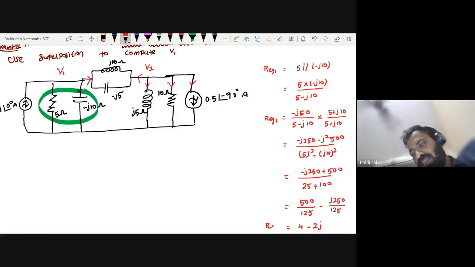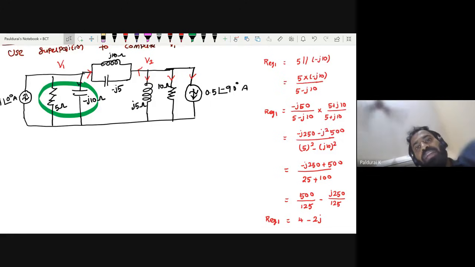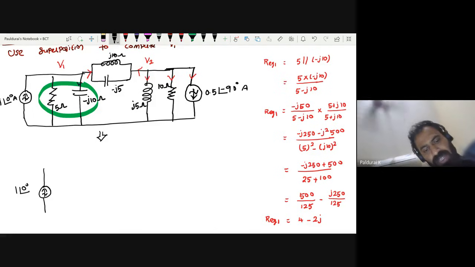Can I write R equivalent 1 as 4 minus 2J? This is the way to find equivalent resistance, okay, in AC. Same formula, you just play with complex numbers, that's it. So now can you redraw this circuit? The same circuit actually. I want to reduce this circuit. Okay. So here I am having my AC current source, 1 at an angle of 0 degree. And here the impedance, since I am having 4 minus 2J, you can draw one box and put it in this. This is the way.